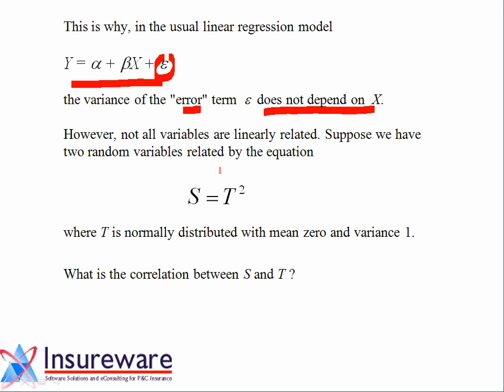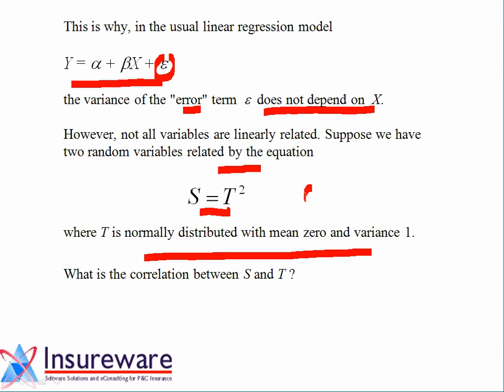Suppose we have two random variables related by the equation s equals t squared. If t is normally distributed with mean 0 and variance 1, what's the correlation between s and t? Well, s is a function of t. It's a quadratic function of t. And a lot of people would say, look, they must be very highly correlated. Indeed, the correlation is 0.